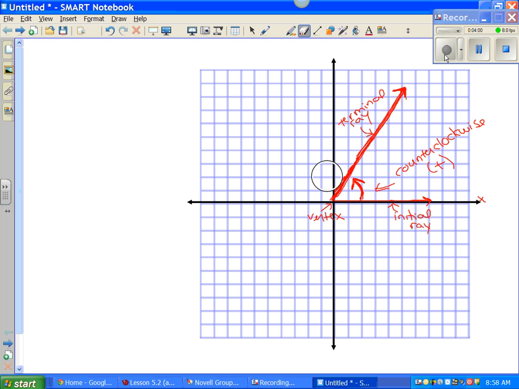All right, so now we have initial ray, we have terminal ray, we have vertex, we have direction of rotation. And again, this angle is in what position? Standard position. And what does standard position mean again? Good. The vertex is at the origin and the initial ray goes along the x-axis. That's standard position. 9 times out of 10, we will be drawing angles in standard position.